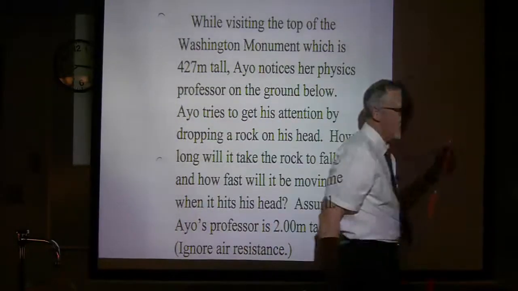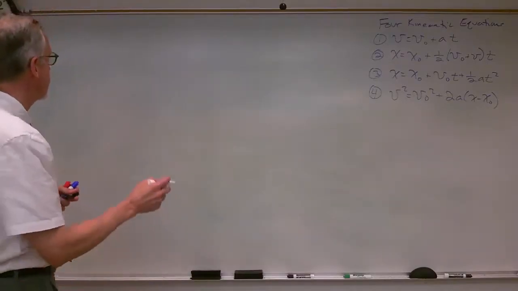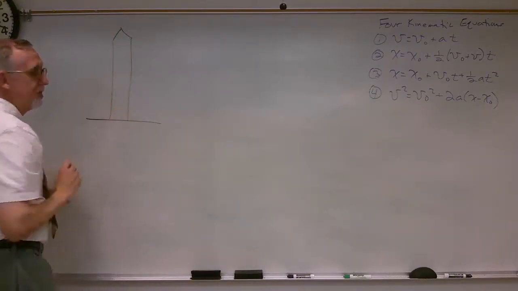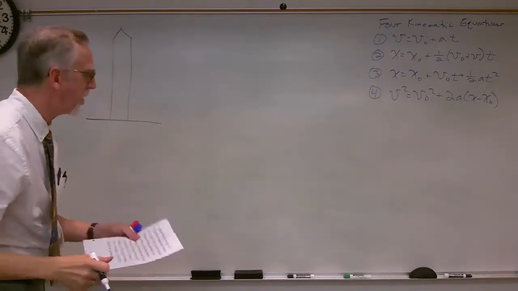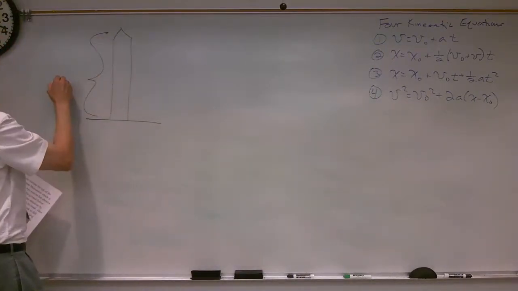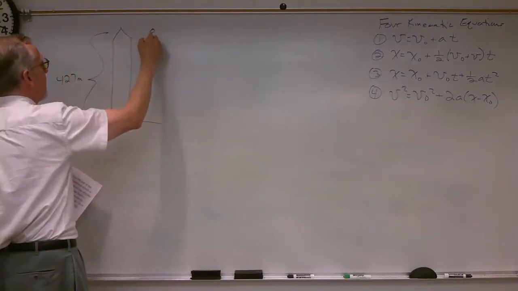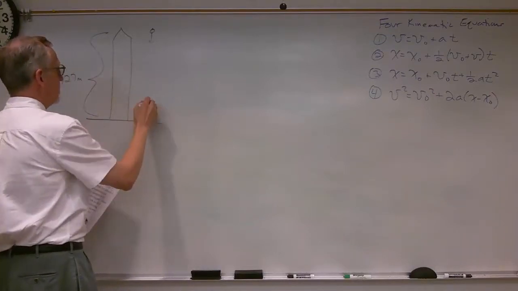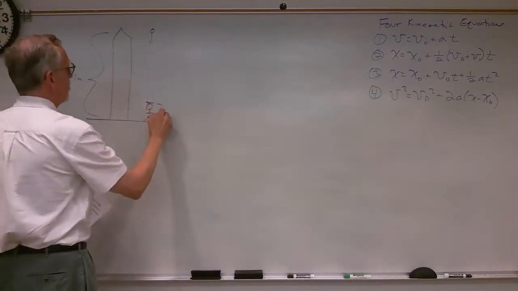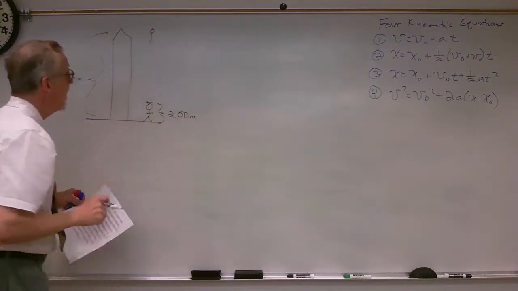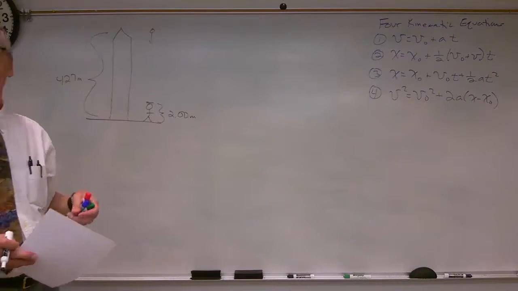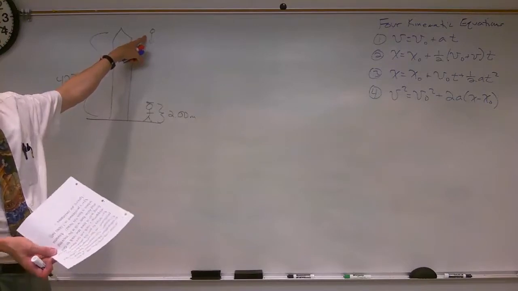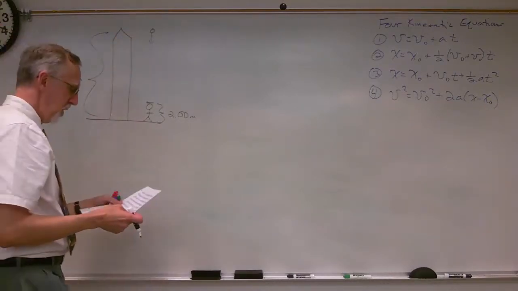Okay, there we go. So, let's start off by drawing a picture. We've got the Washington Monument, which is 427 meters tall. You've got a rock dropped from the top of the Washington Monument. It's going to hit an unfortunate physics professor on the top of the head, who is 2 meters tall. We'll assume the rock is dropped. In other words, it's not thrown down. So if it's dropped, we're assuming the initial velocity is what? Well, if it's dropped, we'll assume it's 0.